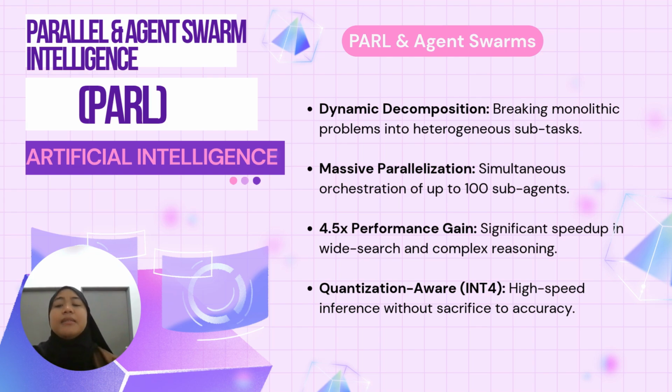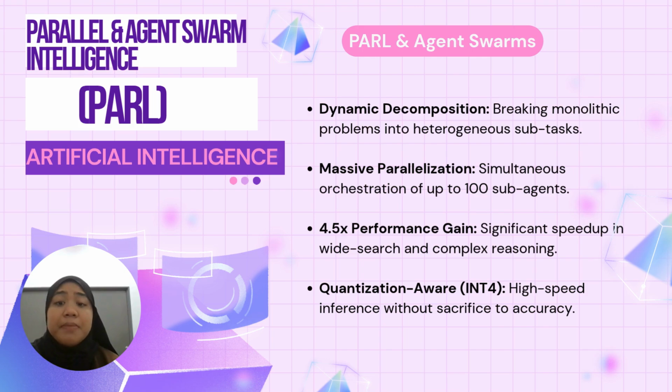But how does this intelligence translate into action? From that, we shift from sequential processing to parallel agent swarm intelligence, or PARL. Most AI tools solve problems linearly, one step at a time. However, Kimi uses a dynamic decomposition strategy to break a complex monolithic problem into smaller heterogeneous subtasks. It then orchestrates up to 100 parallel sub-agents to solve these tasks simultaneously, resulting in a verified 4.5x performance gain.